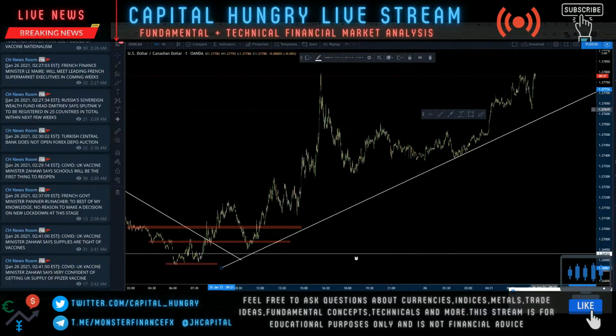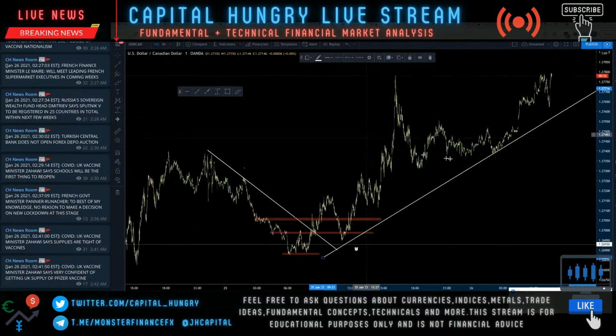Man, USD CAD, I was going to say we're waiting for the retest of this bullish structure, but that's what we're waiting for on USD CAD as well.